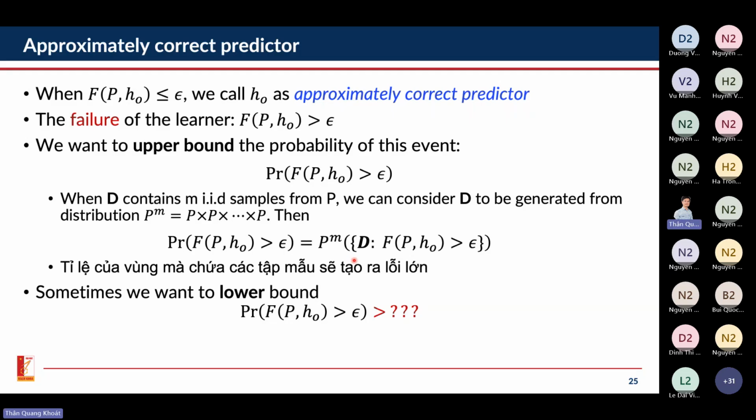But sometimes in practice, we want to do it in another way. For example, we may want a lower bound on that probability. That is, sometimes we want to consider the worst case or the hardness of a learning problem, for example, right? So in that case, we need to consider another way. Not an upper bound, but a lower bound, right? For example.